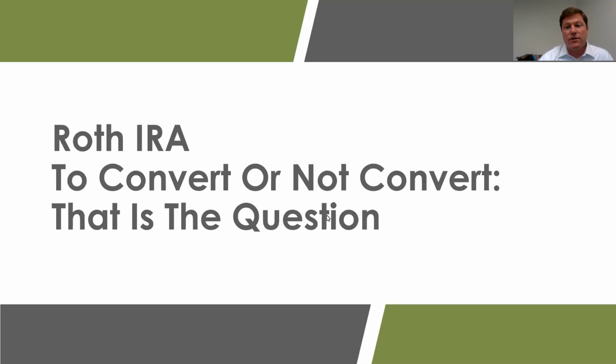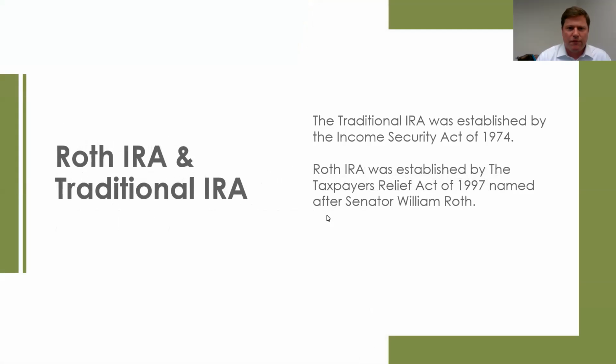Now, the Roth IRA conversion involves converting a traditional IRA, rollover IRA, or after-tax 401k contribution to a Roth IRA. Before we get too far into the presentation, I thought it might be important to review some of the similarities and differences between the traditional IRA and the Roth IRA. They both have been around for quite some time. The traditional IRA was established by the Employee Retirement Income Security Act of 1974, and the Roth IRA was established by the Taxpayers Relief Act of 1997, named after Senator William Roth.